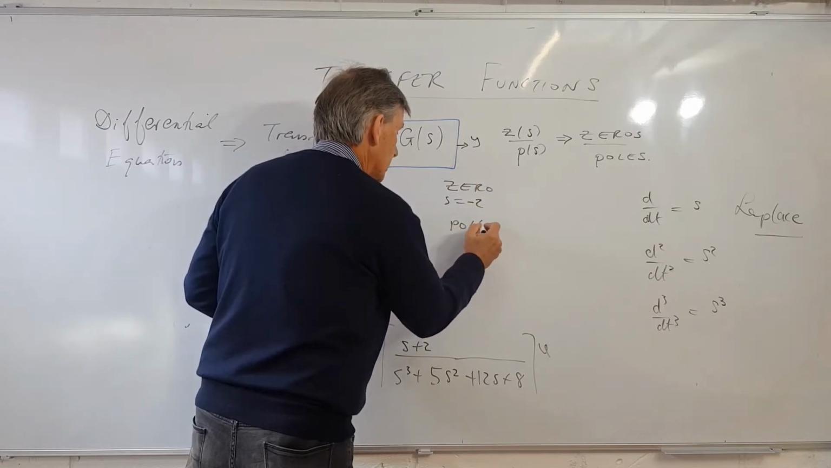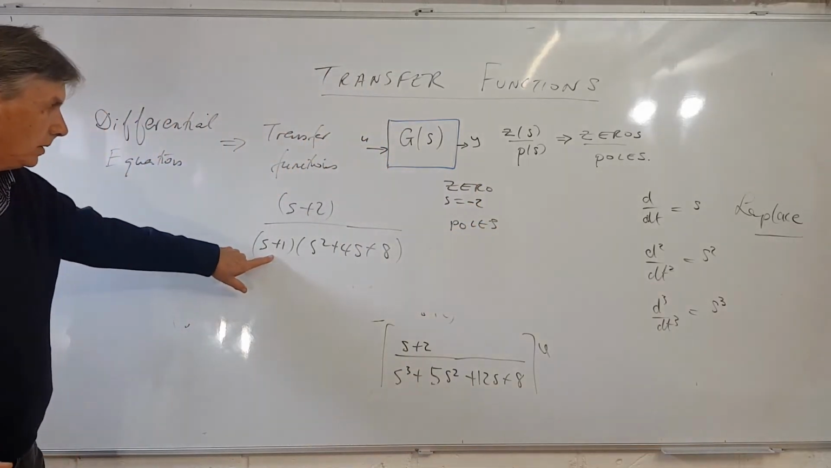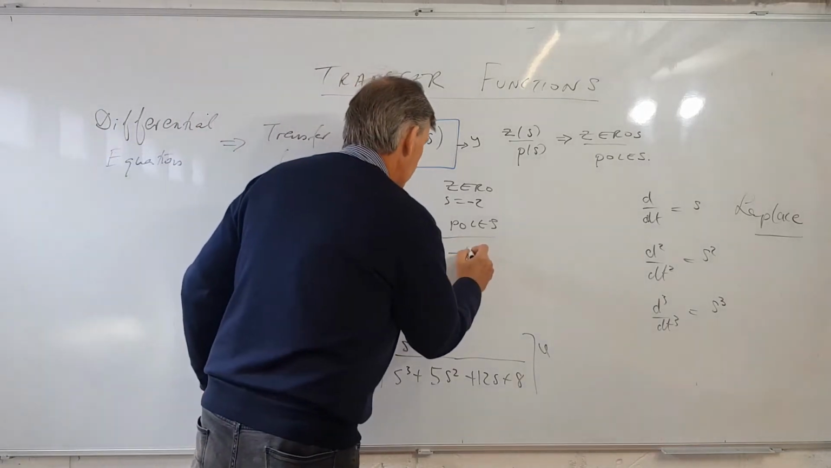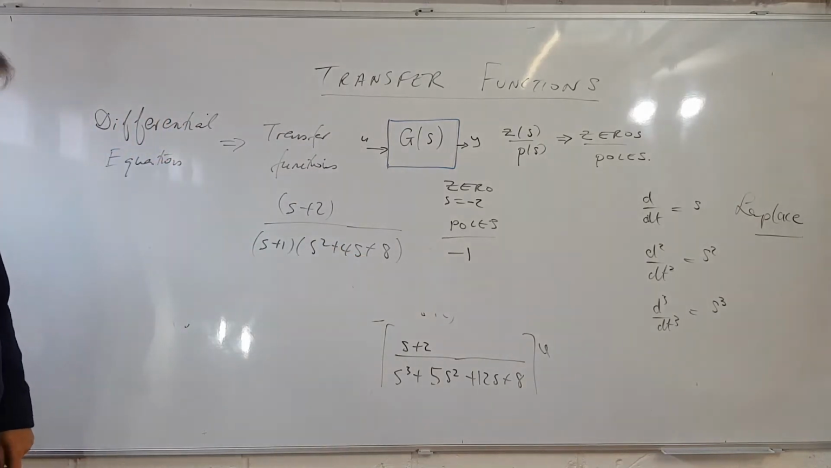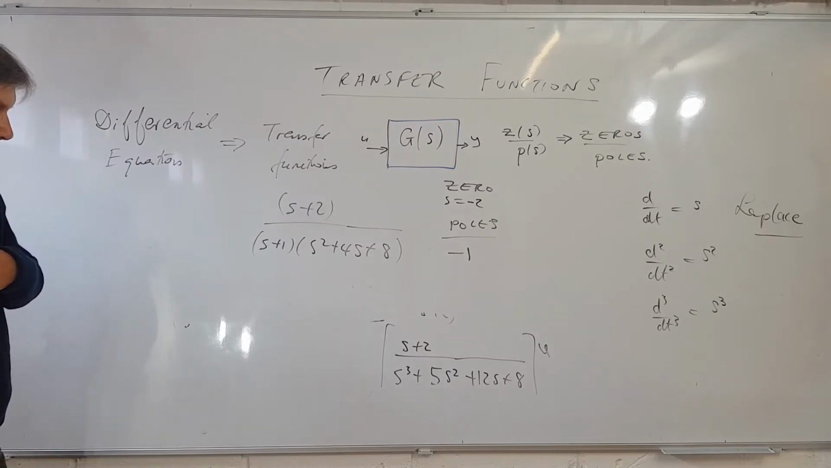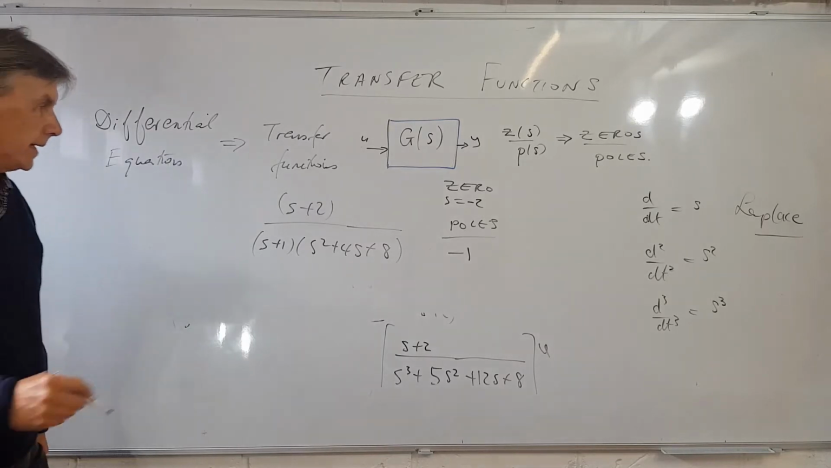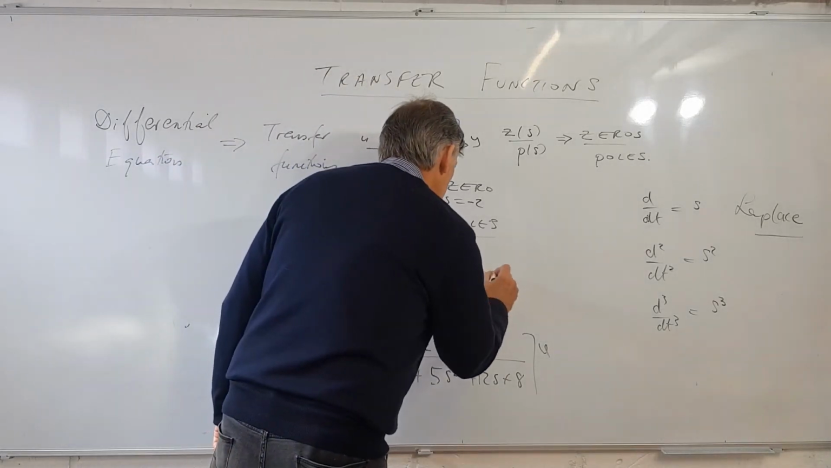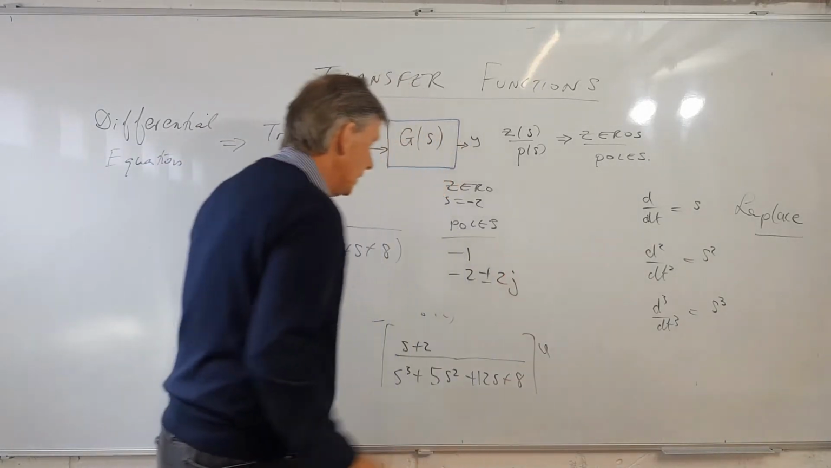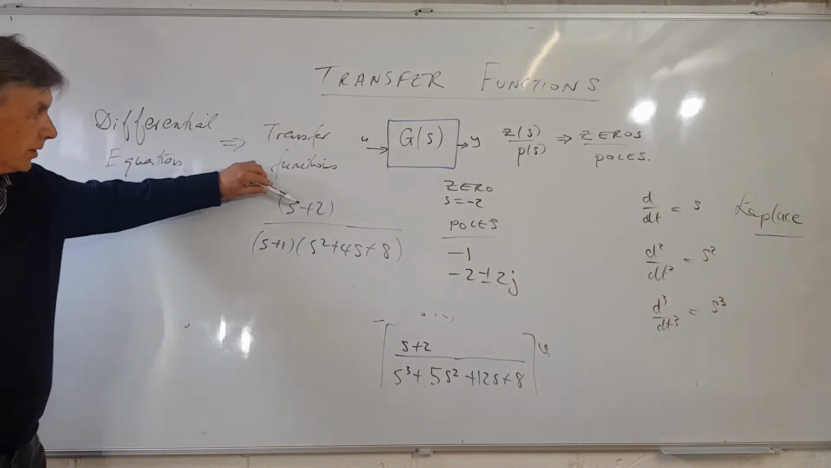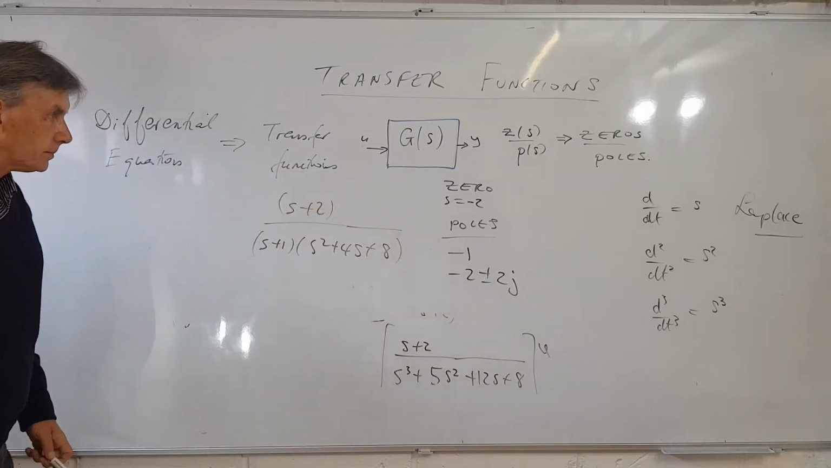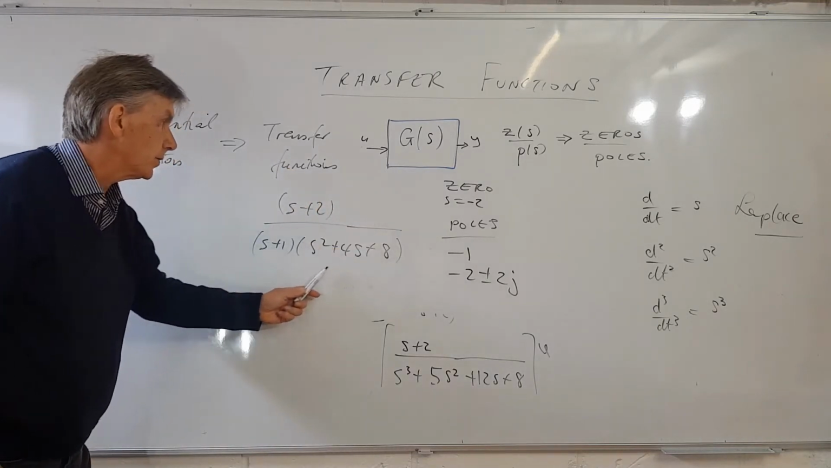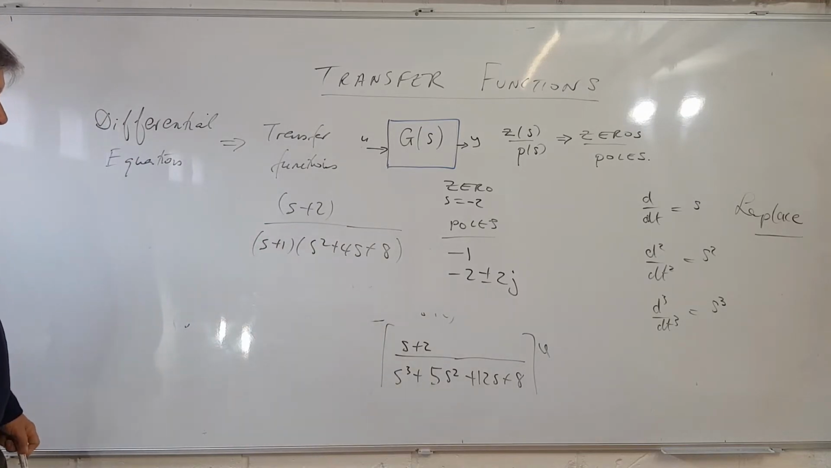And then for the poles, we've got a pole at minus 1. And then we've got the s squared plus 4s plus 8, which we could factorise. So we can do that using minus b plus or minus the square root of b squared minus 4c over 2a. And in this particular case, it comes out as minus 2 plus or minus 2j. So in this case, we've got a real zero, a real pole, and a complex pole as well. And then this would be the transfer function representing the system.